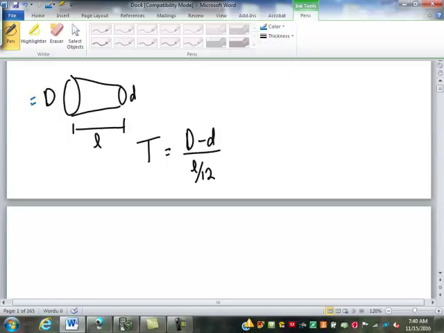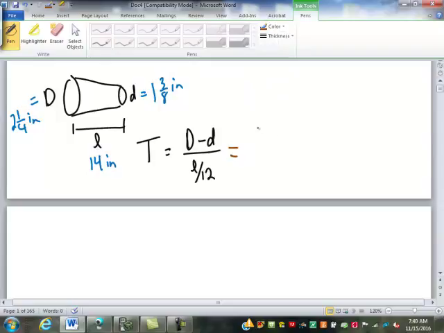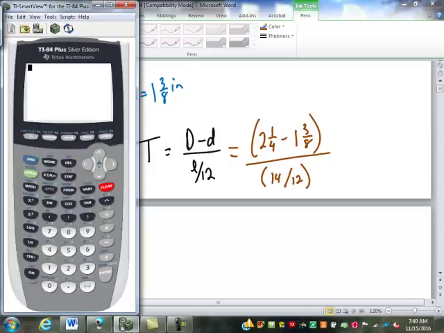And let's say that this large dimension here, this large diameter, is 2 1/4 inches. Our small diameter is 1 3/8 inches. And our length here is 14 inches. To calculate this as a taper per foot, it's going to be 2 1/4 minus 1 3/8 over, now I'm going to put this in parentheses just because it's going to make it easier to enter it in my calculator, 14 divided by 12.